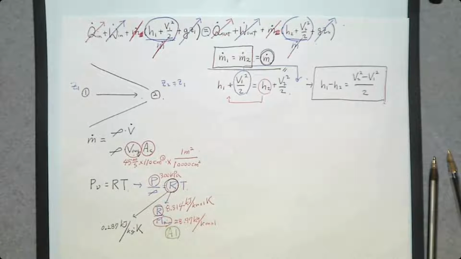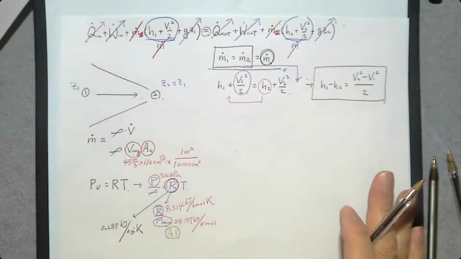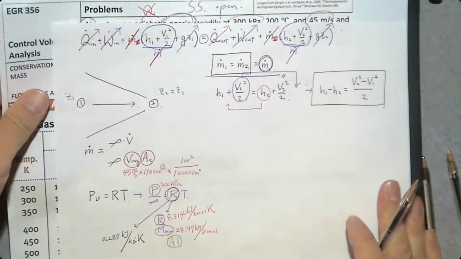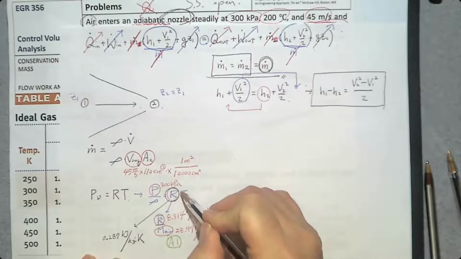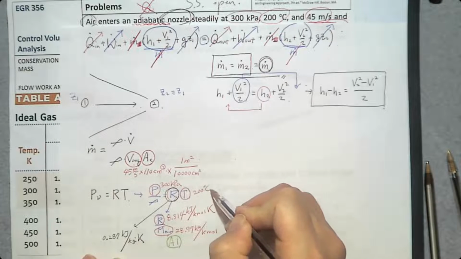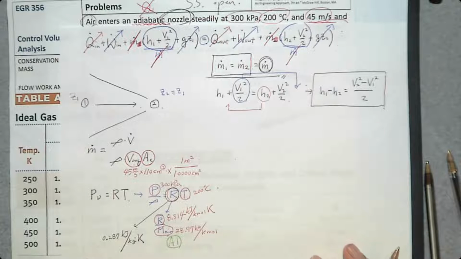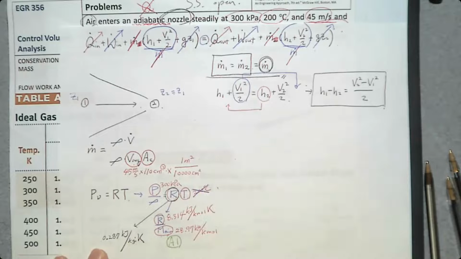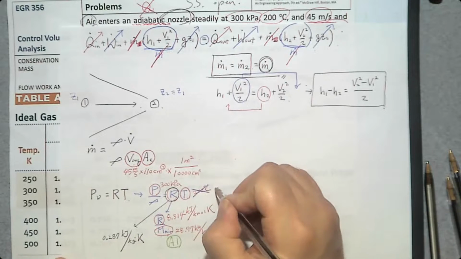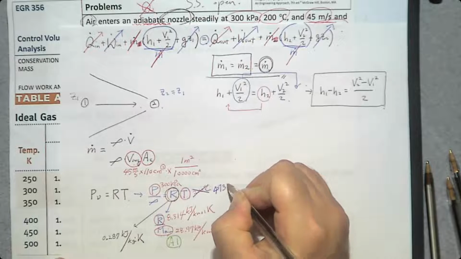If you do the calculation here, 8.314 divided by 28.97. And the temperature. What is the temperature? 200 degrees Celsius. So this is 200 degrees Celsius, right? No, no, you don't use Celsius, right? You have to use Kelvin when you use ideal gas equation. So this is 473 Kelvin.